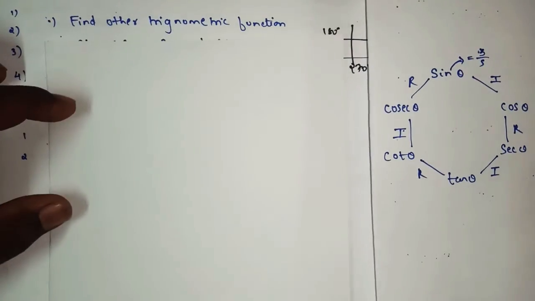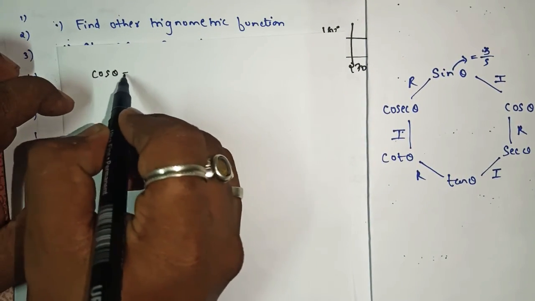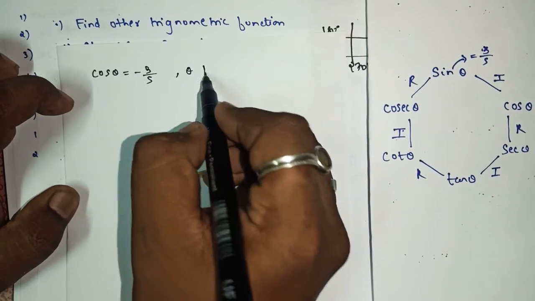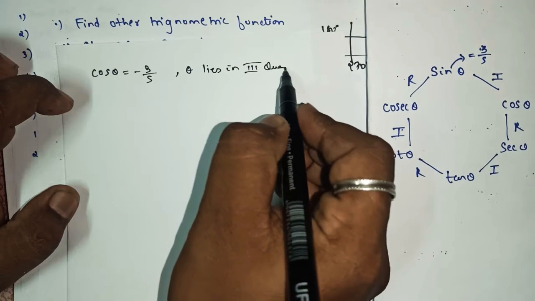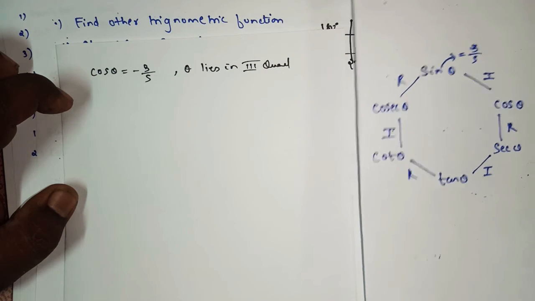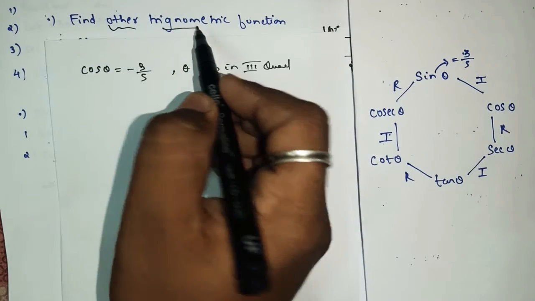So cos theta is equal to minus 3 upon 5, as theta lies in the third quadrant. Yes or no? Okay, and here we have to find the other trigonometric functions.